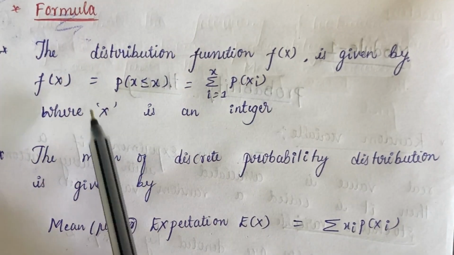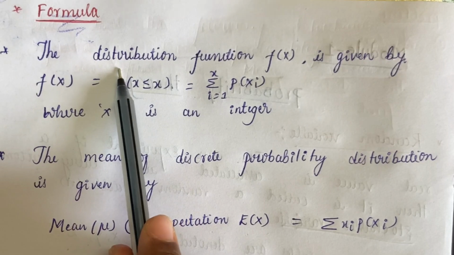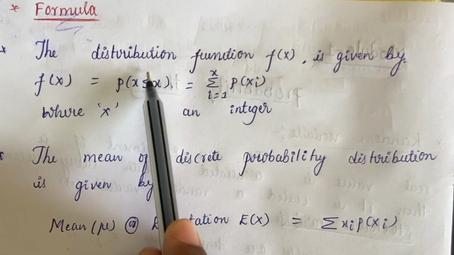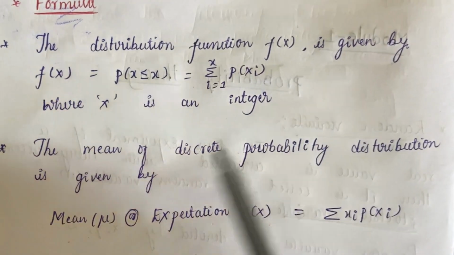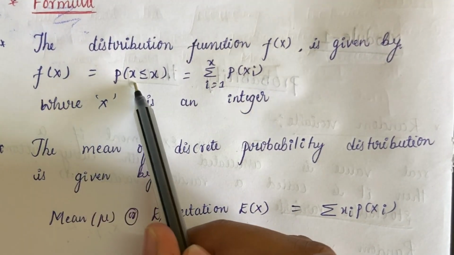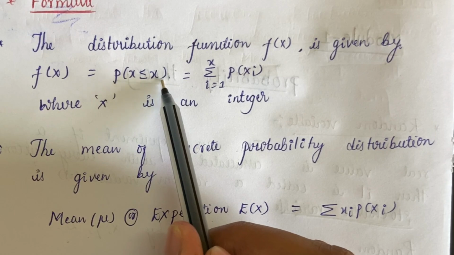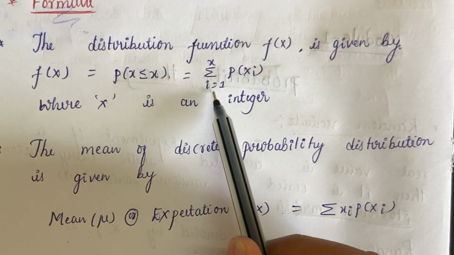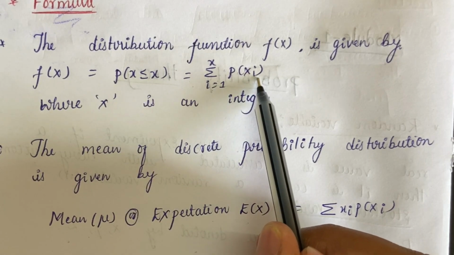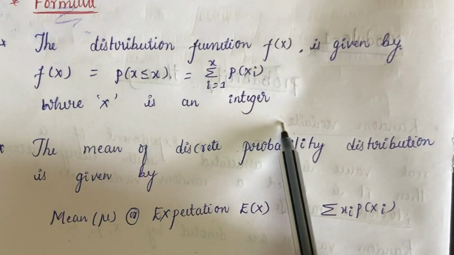These are the formulas you must remember for solving the problem. The first formula: the distribution function F of x is given by F of x is equal to p of X less than or equal to x, which equals the summation of p of xi, where x is an integer.